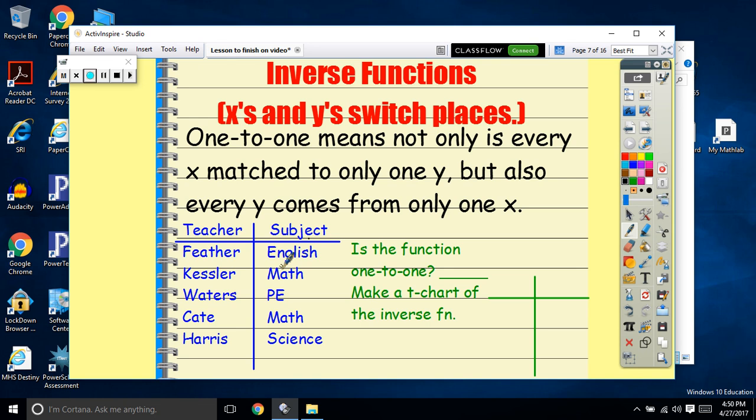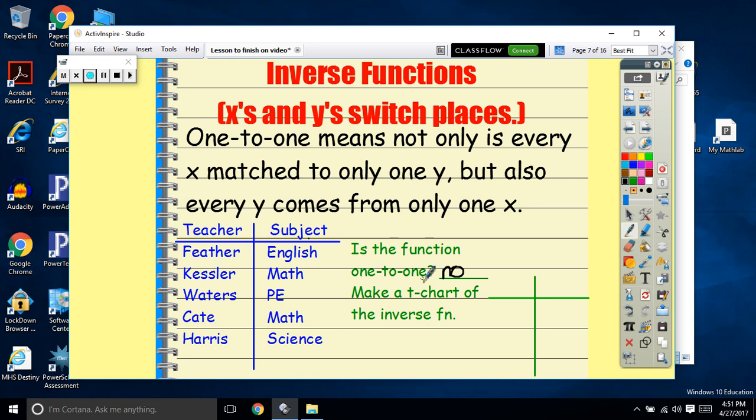We'll go backward. Is English only taught by Feather? Yes, no other teacher is listed for English. Is math only listed for Kessler? Nope. Math is also listed for Kate. So is it one-to-one? No. Now, that's important because the EOC asks you. That's about all you'll basically use it for right now.